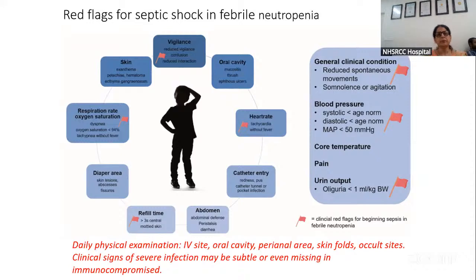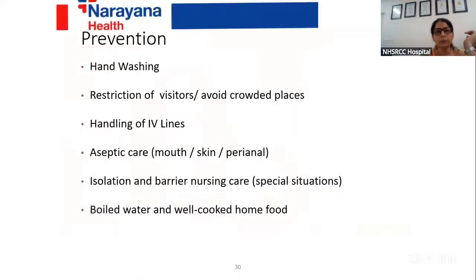So these are the other signs which we can see: the respiratory rate, the child is not maintaining saturation, and there is tachypnea, or there are skin lesions, abscesses, fissures, the CRT is prolonged, there is decreased peristalsis, there is typhlitis. All this is saying that the child is going towards septic shock and needs to go to the ICU, which we should try to prevent in these children as far as possible.